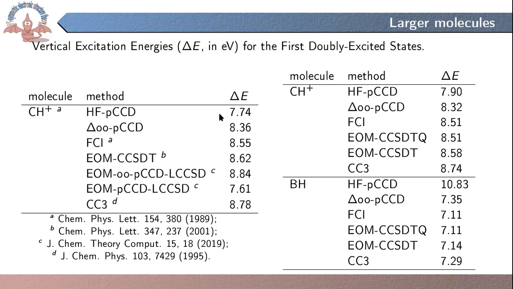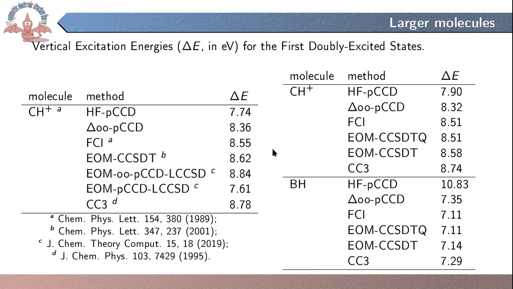So the main things here are the following. For PCCD with the Hartree-Fock orbitals, usually we are way off with respect to the reference values, which are, of course, full CI. So you see here that it's off. Here in the case of BH, it's 10.8 versus 7 in full CI, it's way off.